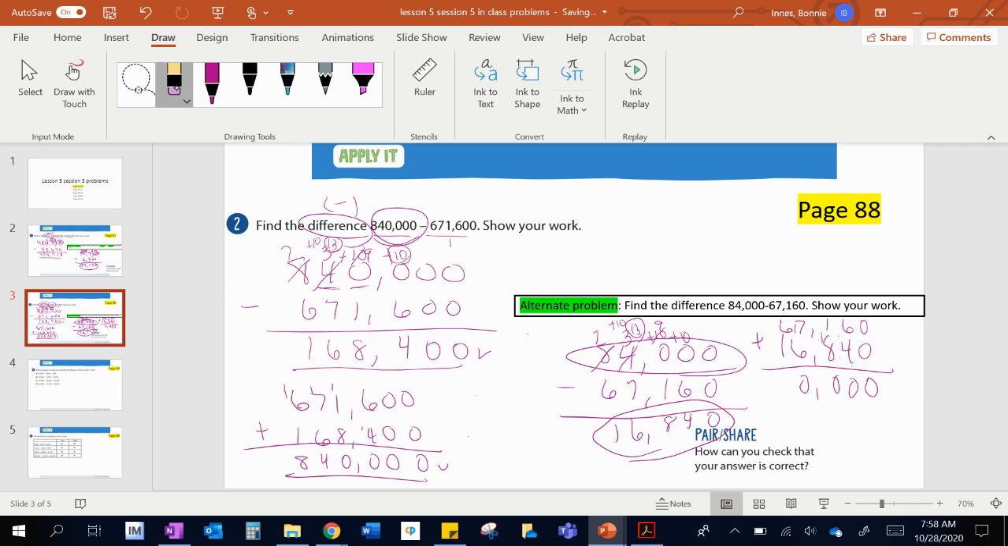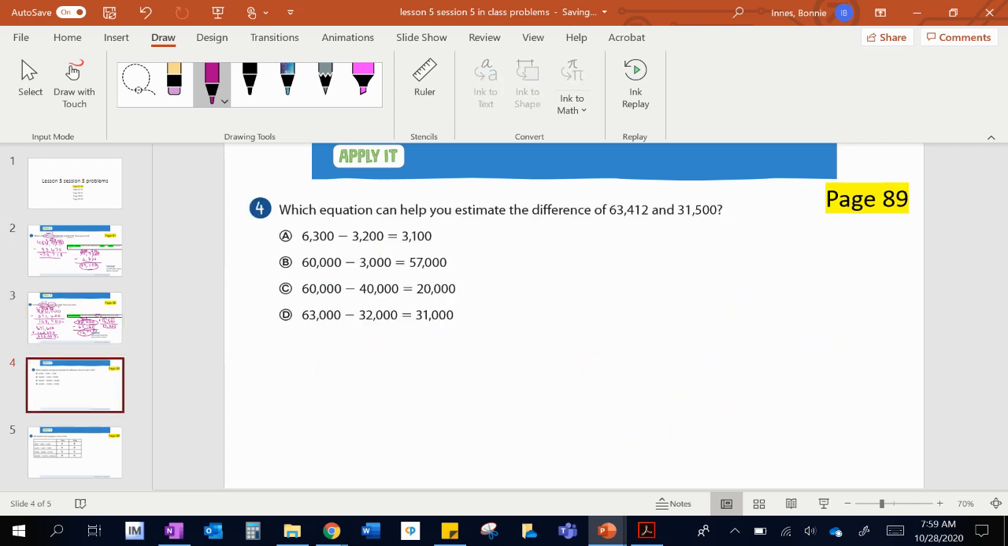Oops. Put a 0 there. It's supposed to be a 4. 14. 4 gets to stay. The 1 comes over here. 6, 7, 8. 84,000. All right, this matches my starting number. Perfect. All right, next equation, next problem.